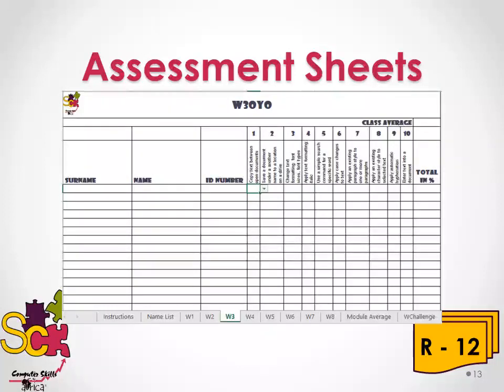This is W3, so the names of the children will appear here after you filled them in on the name list. Then here in the assessment sheet itself, you indicate with a 1, a 2, a 3, or a 4 how this particular skill was evident in their worksheet. This is the "on your own" worksheet.